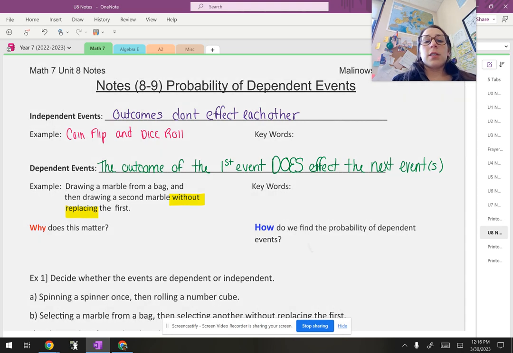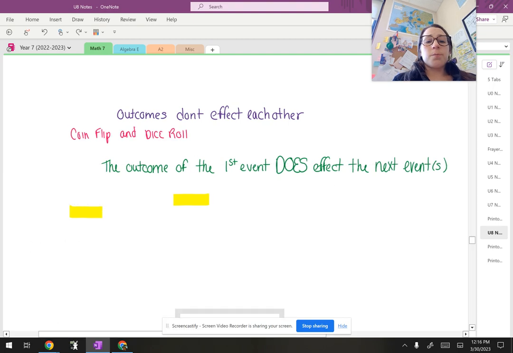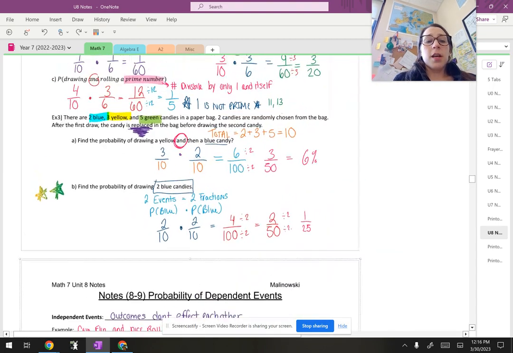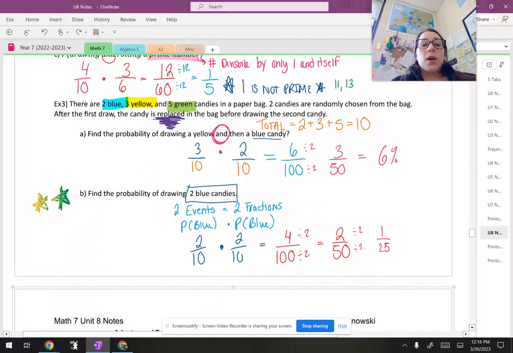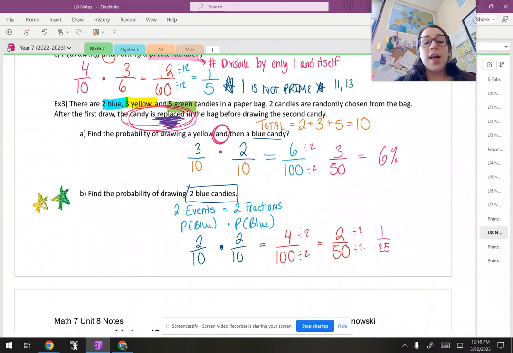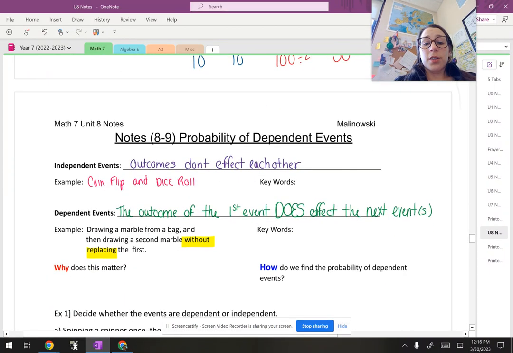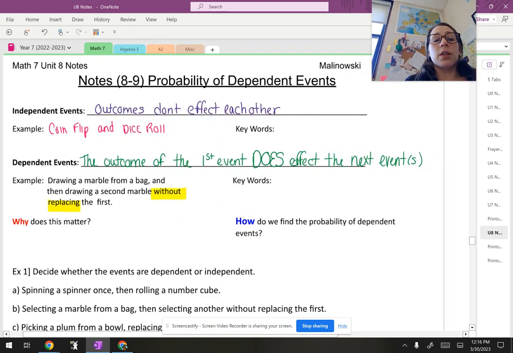We also looked at an example of this last lesson with this candy bag here. We had all these candies, and two candies were being chosen from the bag, and after the first candy is replaced in the bag, that is the key part. Those are the key words that you're looking for with independent events: with replacement.